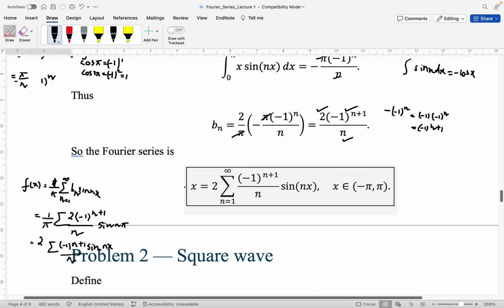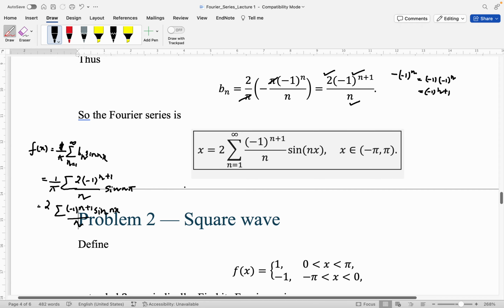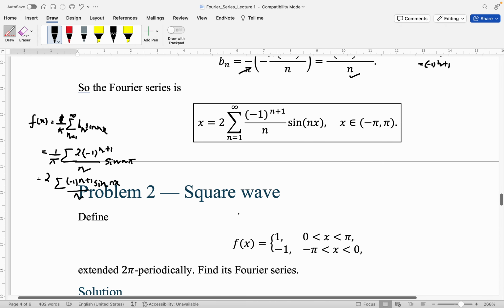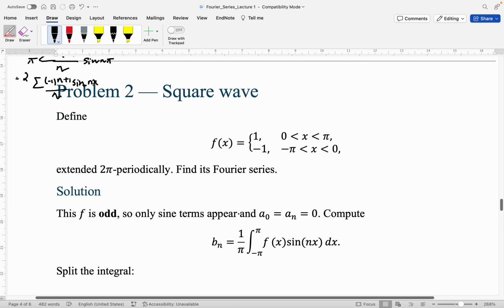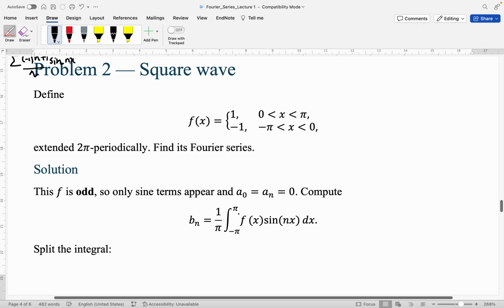So this is my result. So this is how you use the Fourier series to solve problems if the function is given to you. Now there can be different kinds of function. These problems you can try, different kinds of problems.